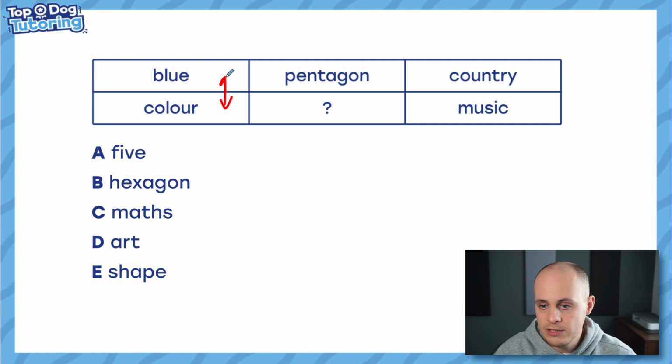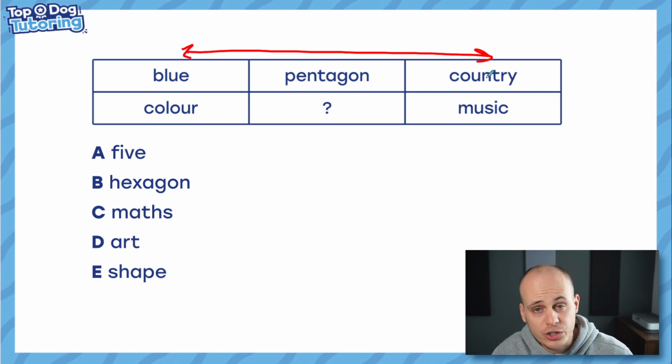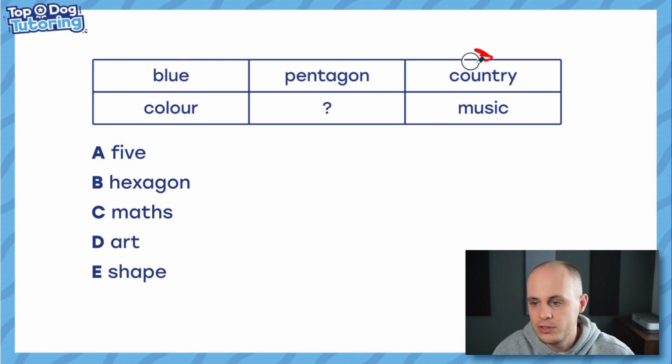Either we're having pairs of words like this, okay, that are related in some sort of way, or we have a relation across the row like this, and blue, pentagon, and country would be related, and then colour, something, and music would be related. So they're the two ways that words can be related in this. Either two pairs of three, or three pairs of two in columns.